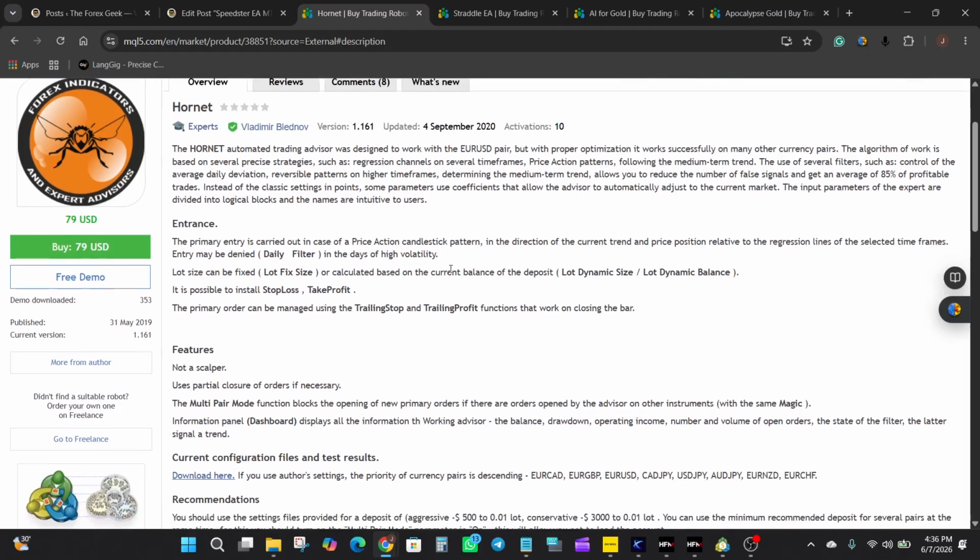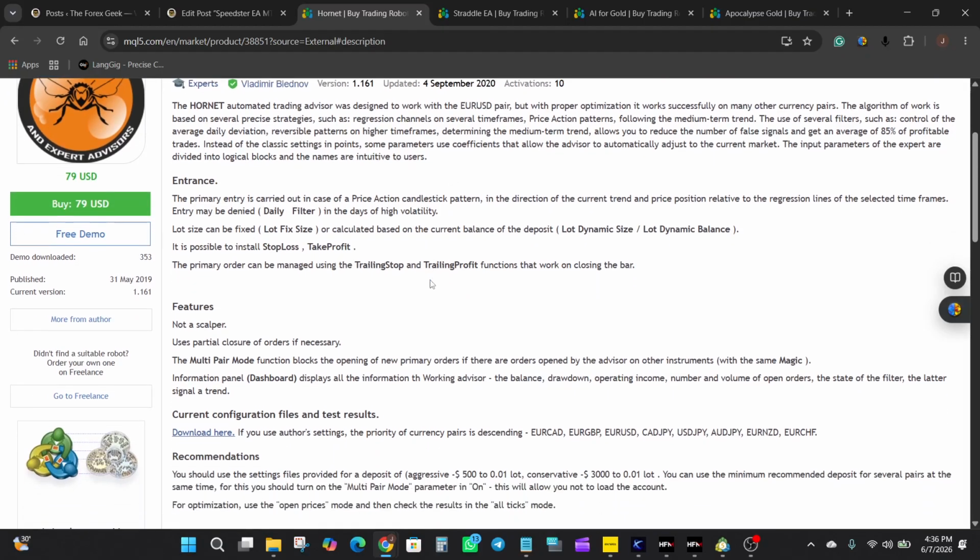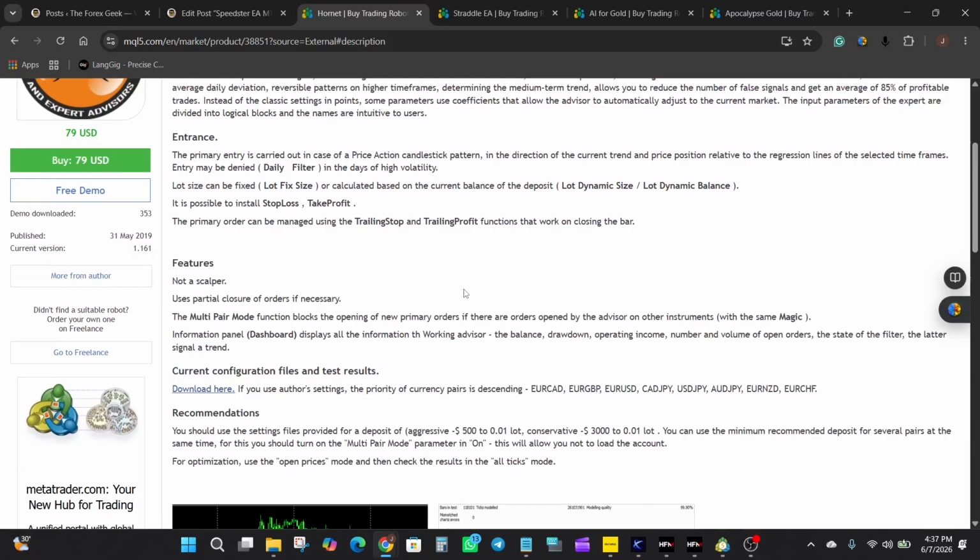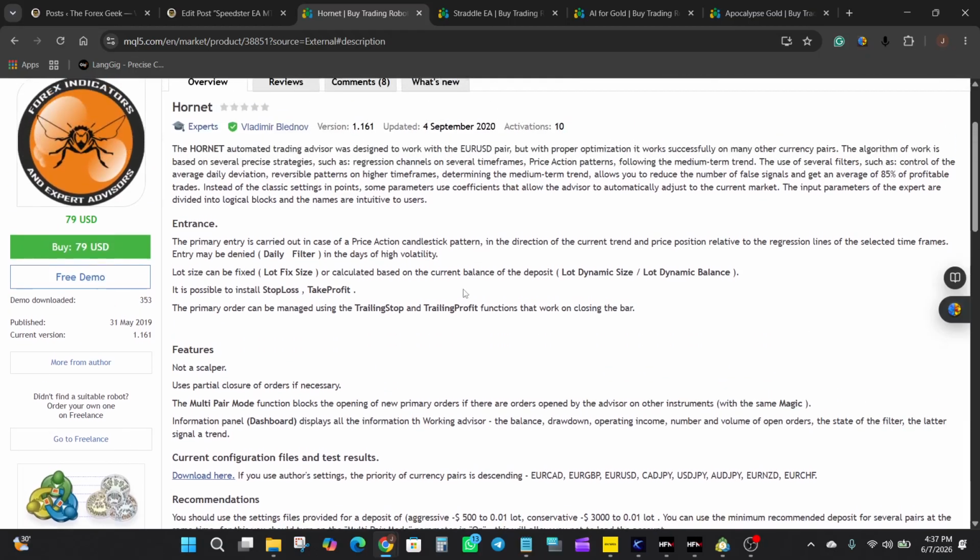As I scroll further, I can see that the EA also uses several filtering mechanisms. This includes things like controlling average daily deviation and identifying higher time frame reversal patterns. So the idea behind this is to reduce false signals and only take trades when multiple conditions align.